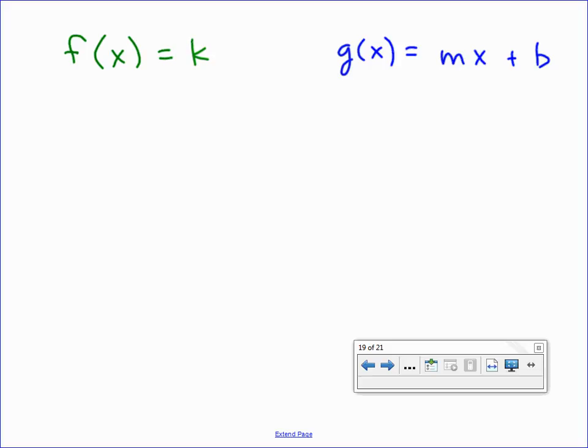What did you get for your derivative f prime of x if your original was a constant k? So f prime of x, what did you get for your value of the derivative for that? Kobe?